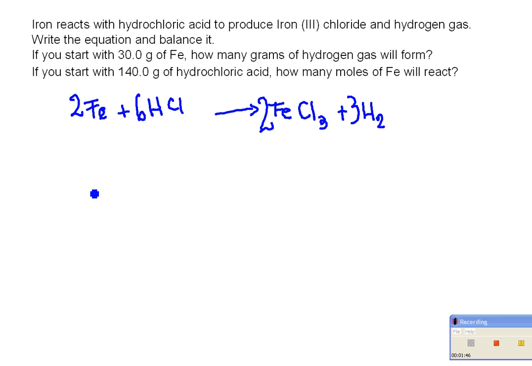We need to calculate the molar masses. Again, I'm going to do it like this. First for the iron. The iron is alone, so the molar mass is the same as the atomic mass expressed in grams. So in this case, it's going to be 56. If you take the periodic table, you're going to see that it's 56. Now, how many times do we have the iron? Twice. So we need to multiply that 56 times 2.